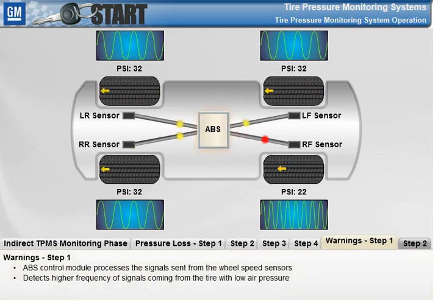As the ABS control module processes the signals sent from the wheel speed sensors, it detects the higher frequency of signals coming from the tire with the low air pressure.